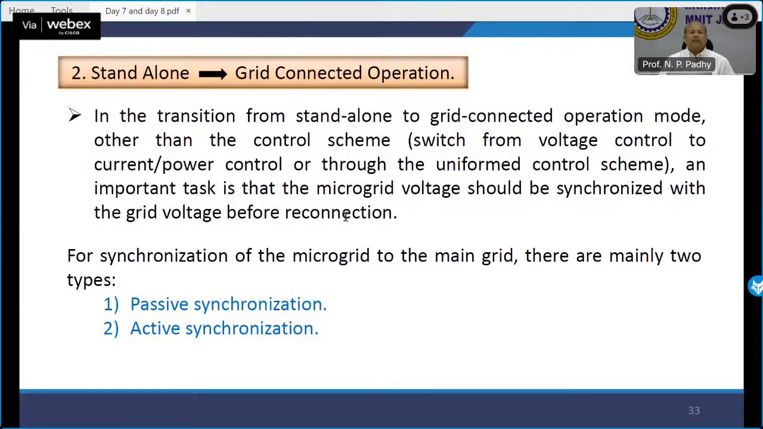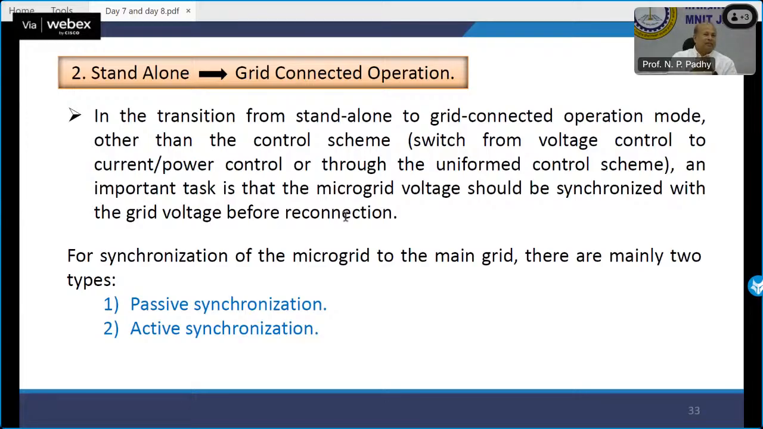So that is where, in the transition from standalone to grid-connected operation mode, other than the control scheme, switching from voltage control to current or power control or through a uniform control scheme, an important task is that the microgrid voltage should be synchronized with the grid voltage before reconnection. Both the terminal voltages should be synchronized. Then only I can close them. So for synchronization of the microgrid to the main grid, there are mainly two types.